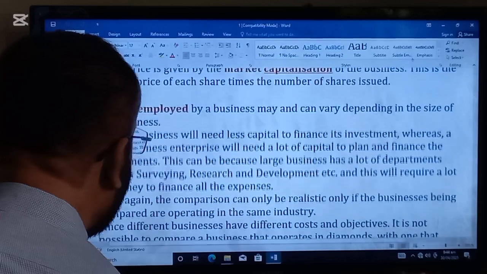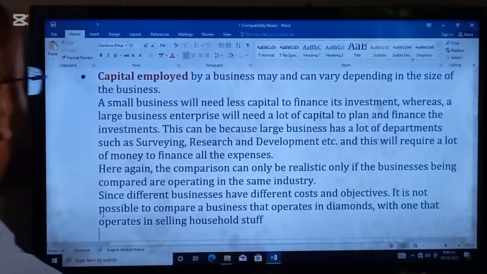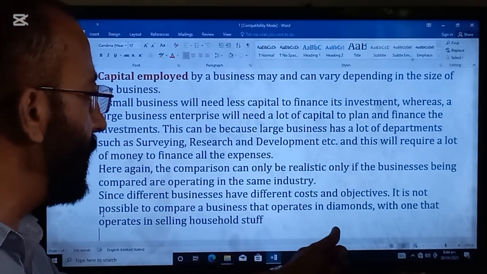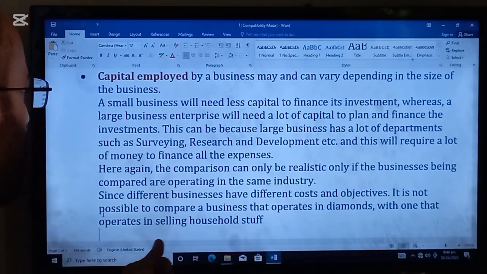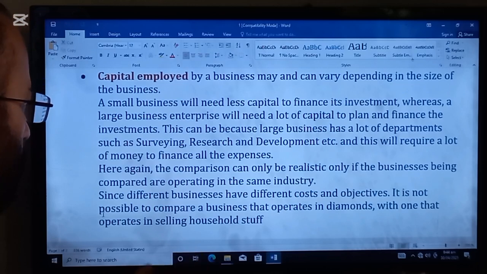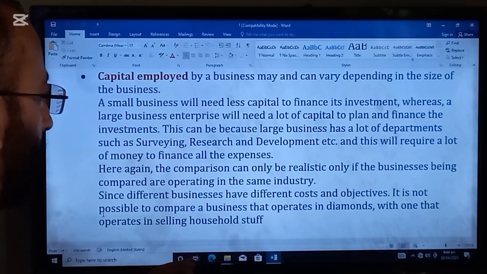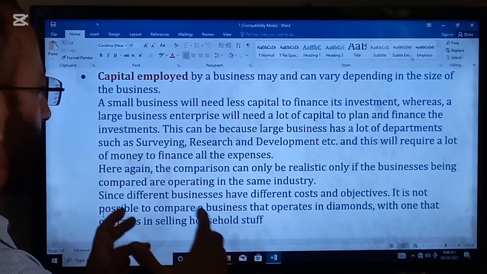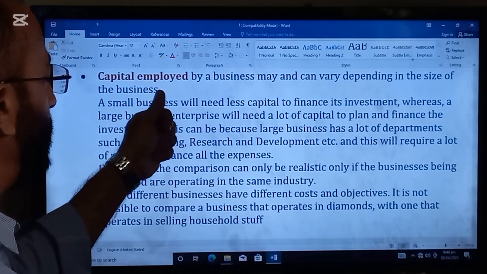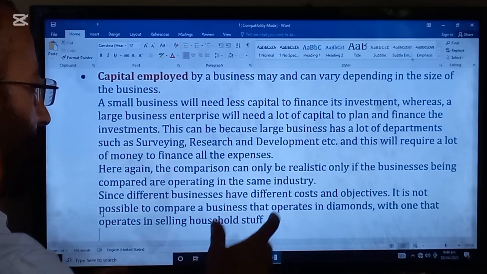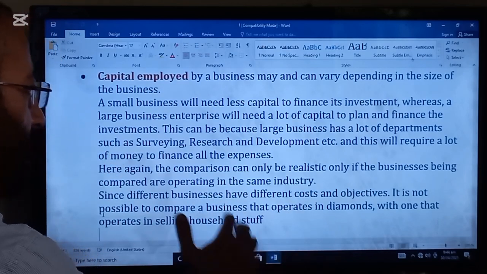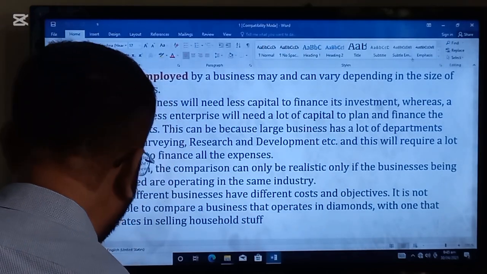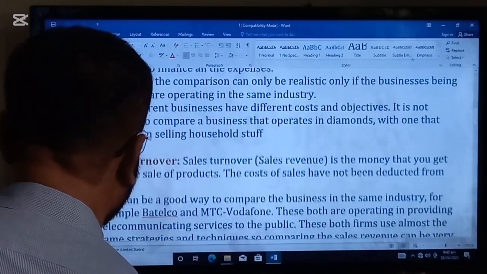Since different businesses have different costs and objectives, it is not possible to compare a business that operates in diamonds with one that operates in selling household goods. So this is the point. If you want to get a realistic view of which company is bigger and which is smaller as far as capital employed is concerned, they should work in the same industry. If the companies are working in different industries, then it will be hard for you to measure which one is bigger and which one is smaller.